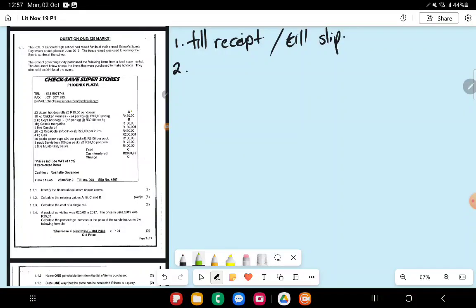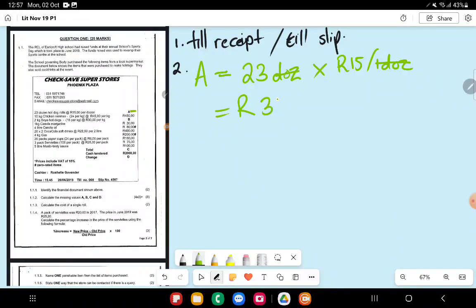Let's start with A. A is this amount here. To calculate A, I'm going to say A is equal to 23 dozen hot dog rolls at 15 Rand per dozen. So it's going to be 23 dozen multiplied by 15 Rand per 1 dozen, and then the dozen cancels out, leaving me with a Rand total. So I'm going to say 23 times 15. I get an amount of 345 Rand for A.